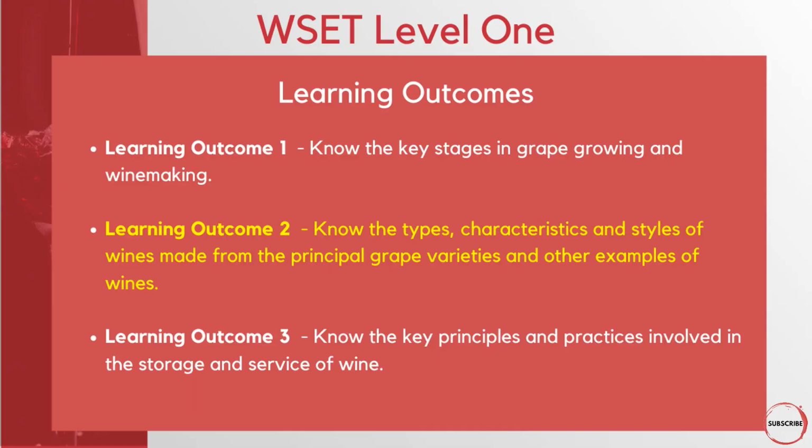Part 2 is all about Learning Outcome 2, and Learning Outcome 2 is for you to understand the types, characteristics and styles of wines made from the principal grape varieties and other examples of wines. When it comes to the exam, and there are 30 questions in the exam, Learning Outcome 2 represents 60% of all the questions asked. So as you can imagine, this is where the exam is going to be won or lost. So we will be spending a little bit more time today getting you comfortable with the grape varieties covered and the types of questions you might get asked.